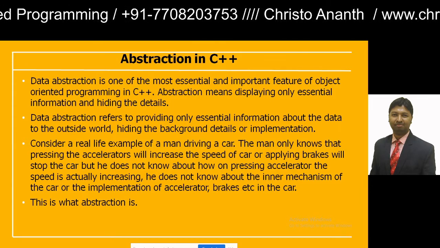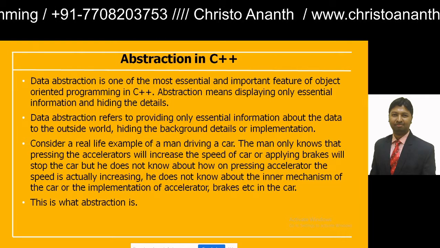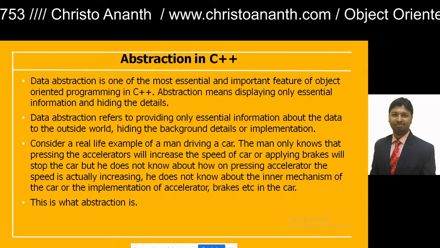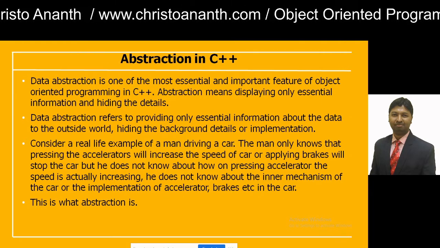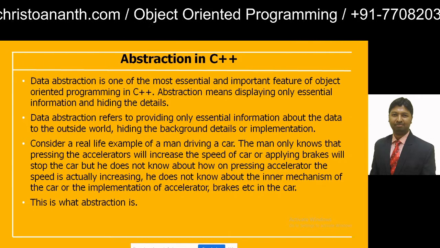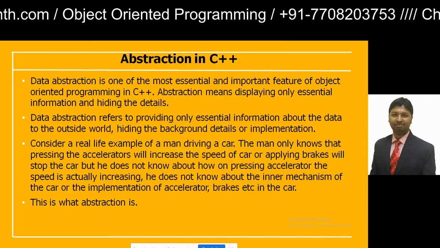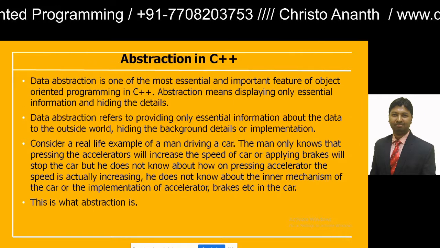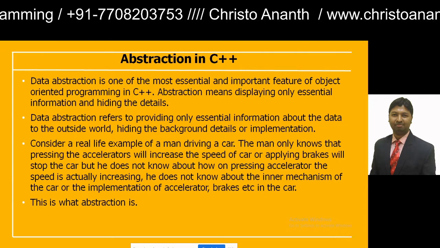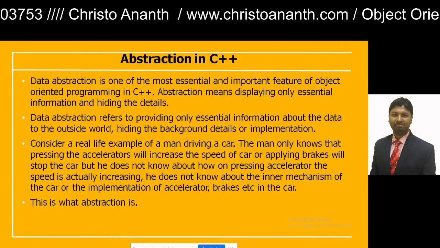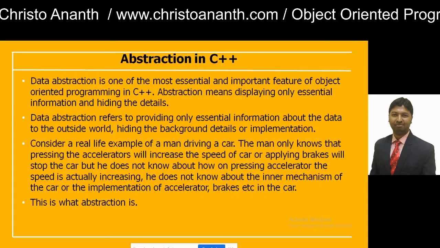Then you have abstraction in C++. It is considered the most important, most vital part of object-oriented programming in C++. In abstraction, you display only the necessary information and hide the details. Only the essential information about the data is shown to the outside world, whereas the background details, or the implementation part, you hide. It need not be known to the public.